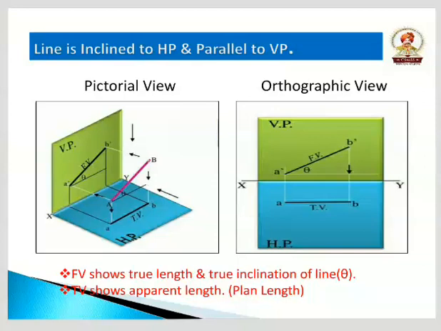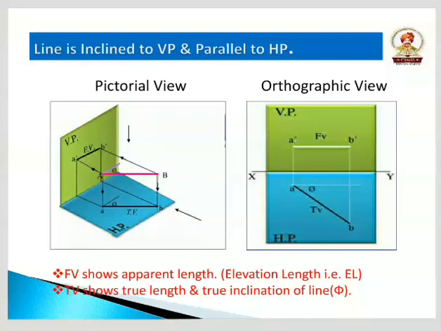Line is inclined to HP and parallel to VP. The pink color line AB is inclined at an angle theta to the horizontal plane and parallel to the vertical plane, shown in the pictorial view diagram. Now when we rotate HP 90 degrees in a clockwise direction, then in orthographic view, the front view shows true length and true inclination of the line theta, and the top view shows apparent length, that is PL.